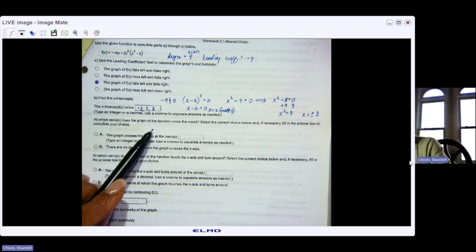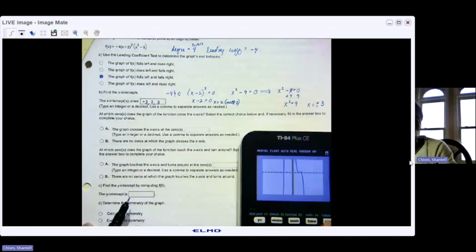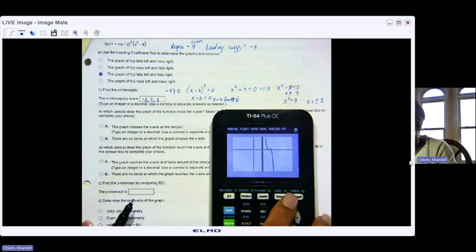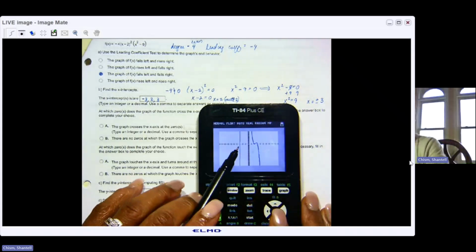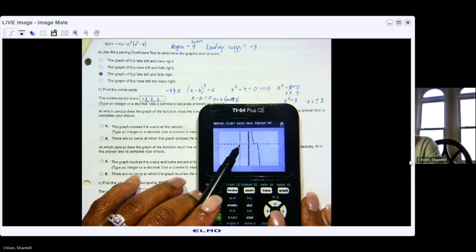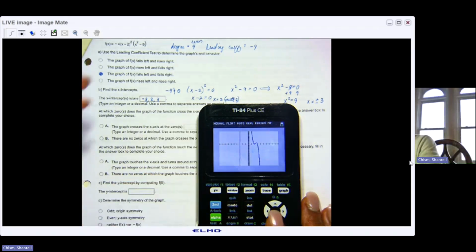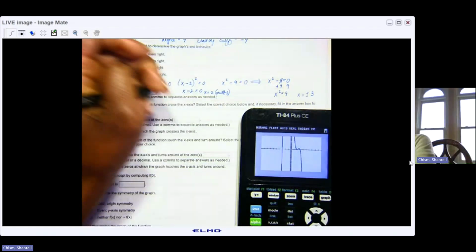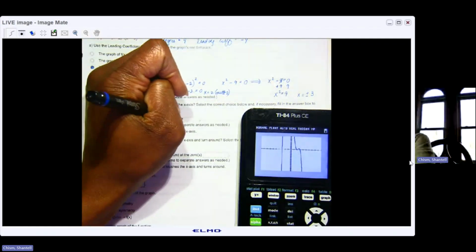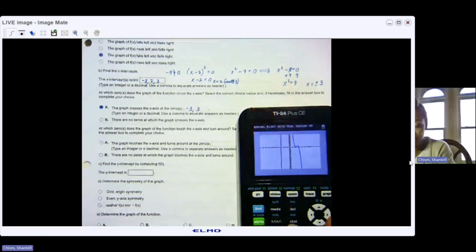Then it says, at which zero does the graph of the function cross the x-axis? Well, it crosses the x-axis. Let's take a look. It crosses the x-axis here at -3, and then over here at +3, okay? So the graph crosses the x-axis. I'm going to select A at -3 and +3, okay?